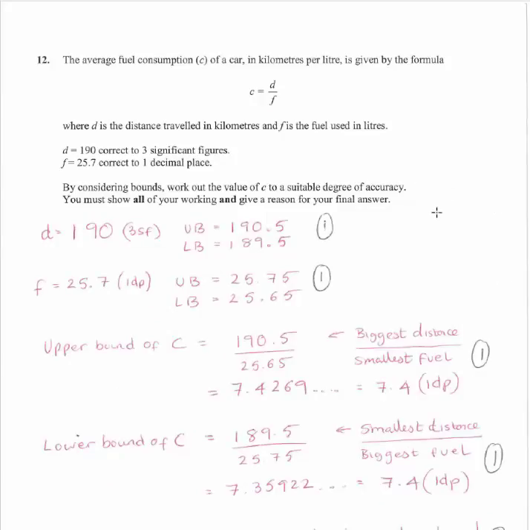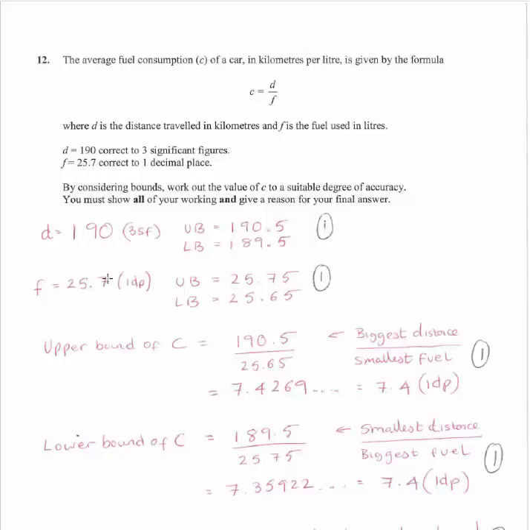In this question, we've got to work out what are called the upper and lower bounds of each measurement. Now, D is 190 correct to 3 significant figures. It's written to 3 significant figures, so the biggest it could possibly be would be 190.5, and the lower bound is 189.5. So this is the biggest and the smallest a number could possibly be if it's rounded to 190 to 3 significant figures.